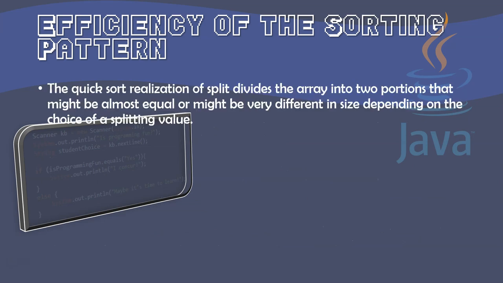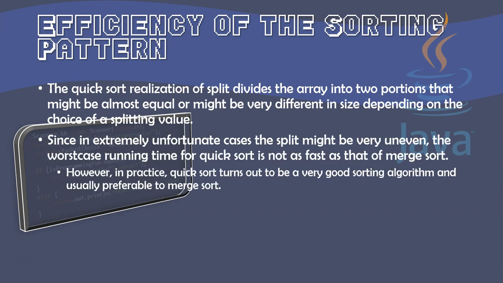Our quicksort, by comparison, also is going to divide our array into two portions that might be almost or equal or might be different in size depending on the choice of a splitting value. If you split it at the very first element, for example, and then all the rest of the array, well, that's probably not going to be very efficient, right? So that's going to get you some extremely unfortunate cases where the split might be very uneven. In the worst case, runtime for a quicksort is not as fast as that of a merge sort.